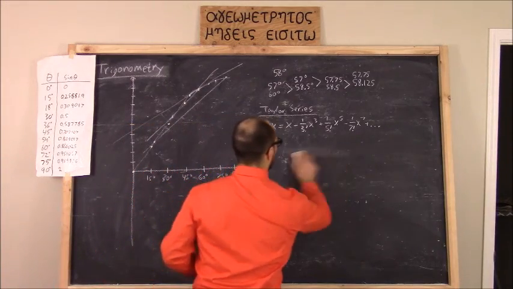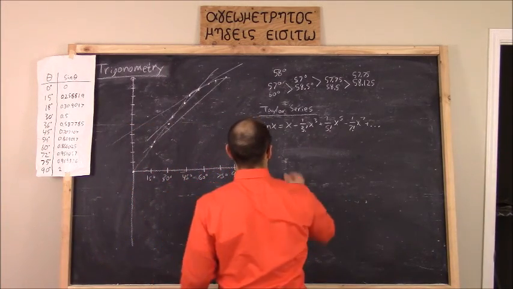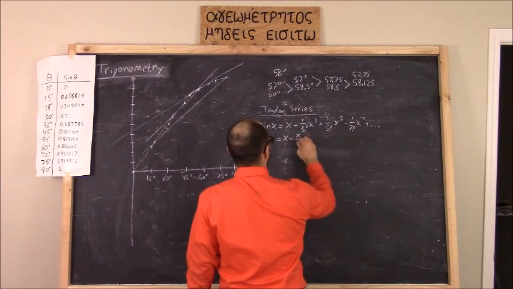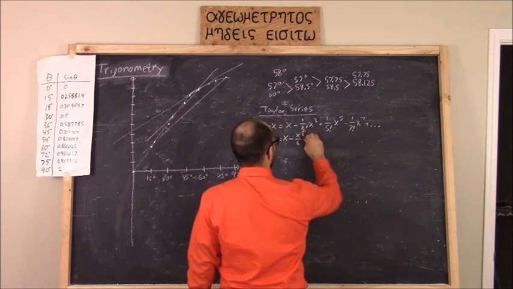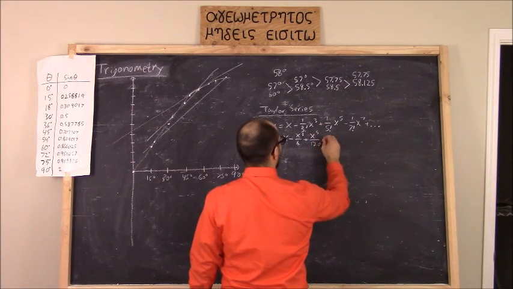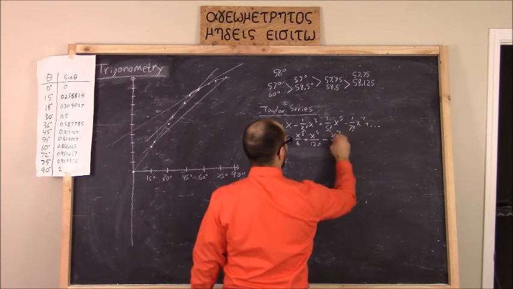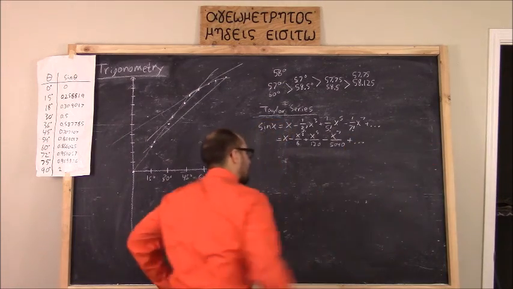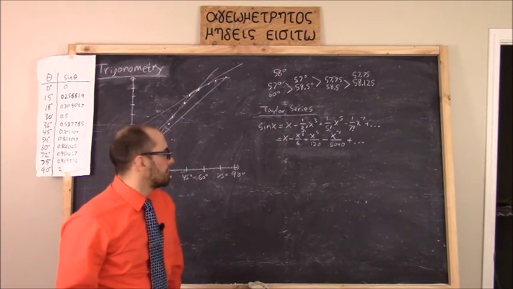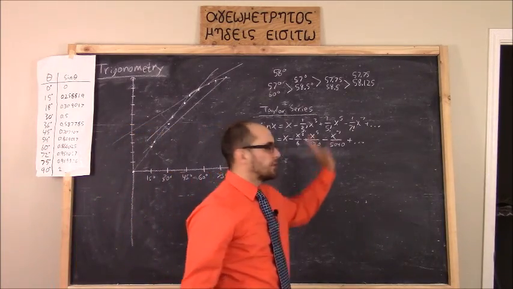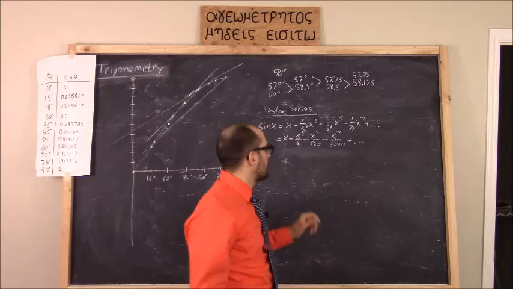So I can rewrite these. Sine of x is equal to x minus x cubed over 6 plus x to the fifth divided by 120 minus x to the seventh divided by 5040 plus an infinite number of more terms. We'll see here soon that it's not necessary to go beyond a certain number of terms.